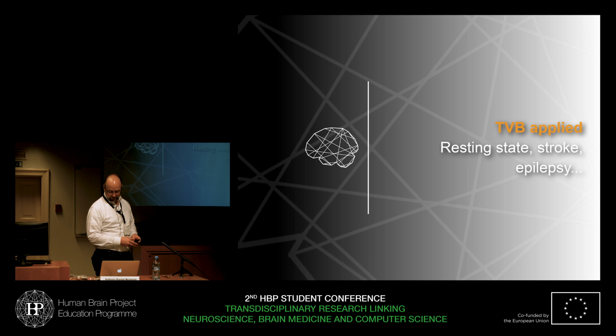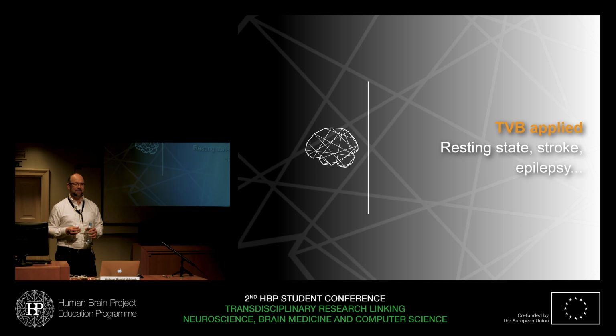Okay, moving right along. Let me go through some examples now. How many people know about the whole idea of resting state networks in fMRI? Just 2? 12? Handful. Okay.